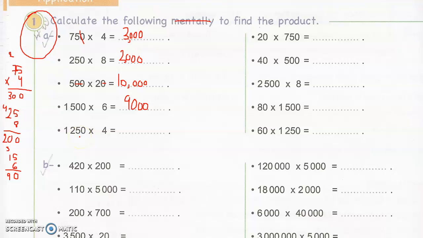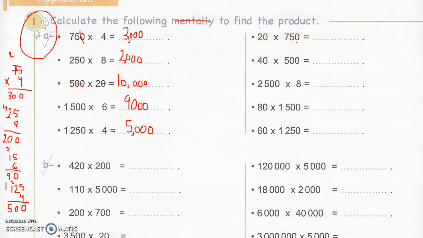1,250 times 4. Let's skip the 0. 125 times 4. 4 times 5, 20. 0 down and 2 up. 4 times 2, 8, and 2, it's 10. 0 down and 1 up. 4 times 1, 4, and 1, it's 5. So 500. How many zeros do we have at the end? We have 1 zero. So it will be 5,000.